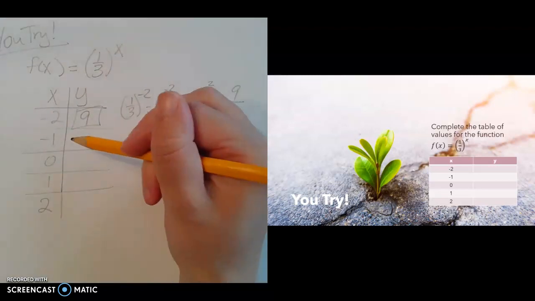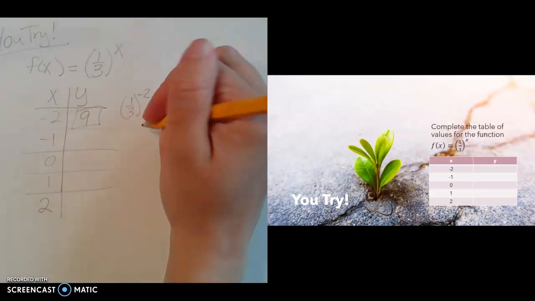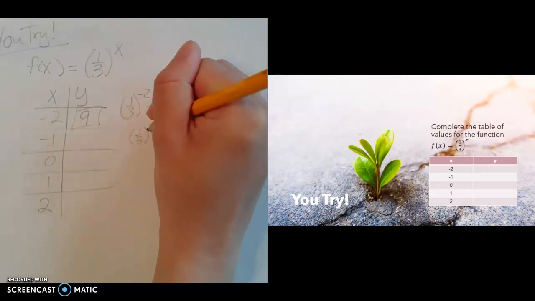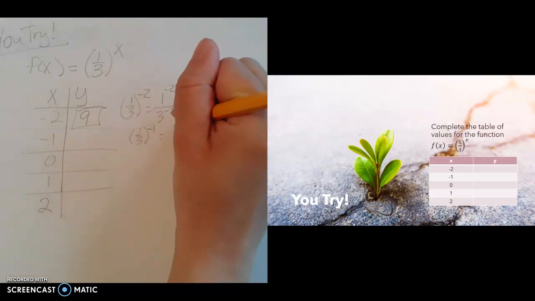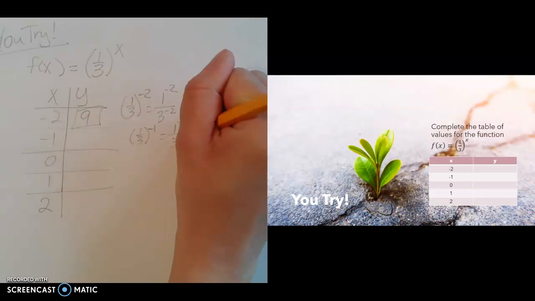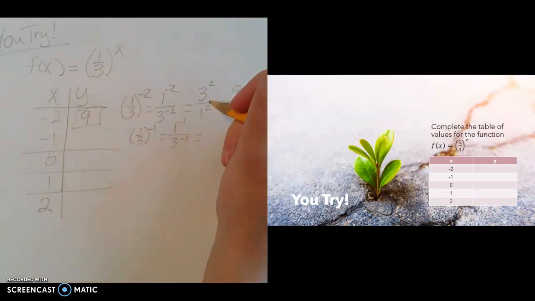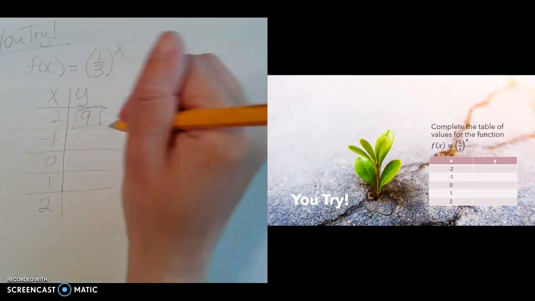Okay? What if your x value is -1? Then we'd have 1/3 raised to the -1st power. So that's 1 to the -1st over 3 to the -1st. And yet again, neither one are happy. They don't like those negative exponents too well. So this is the same thing as 3 to the 1st power over 1 to the 1st power, which would be 3 divided by 1, which is 3.